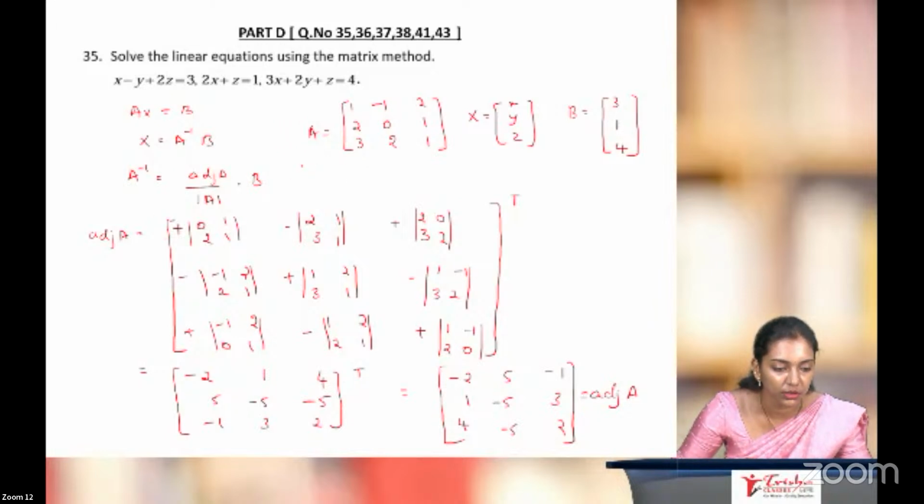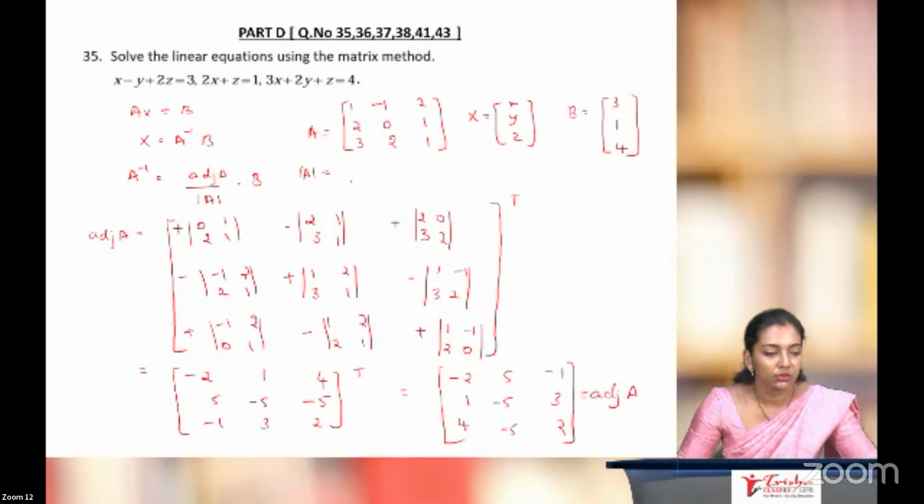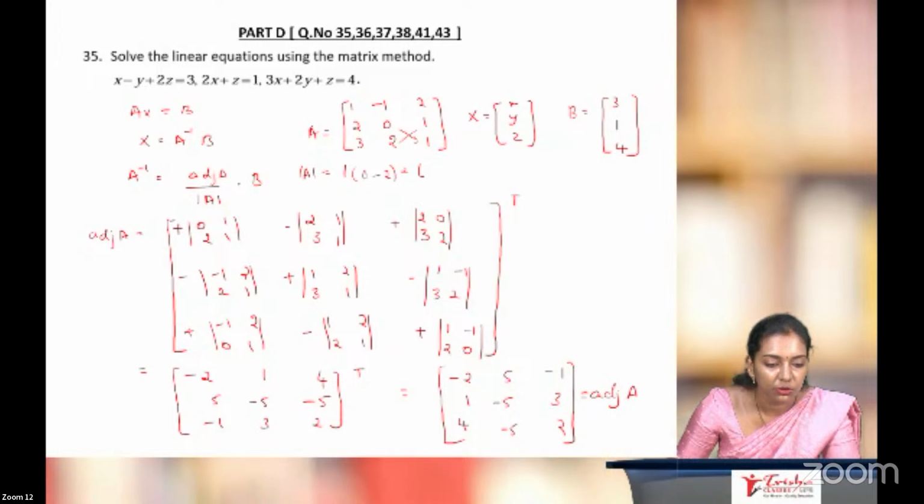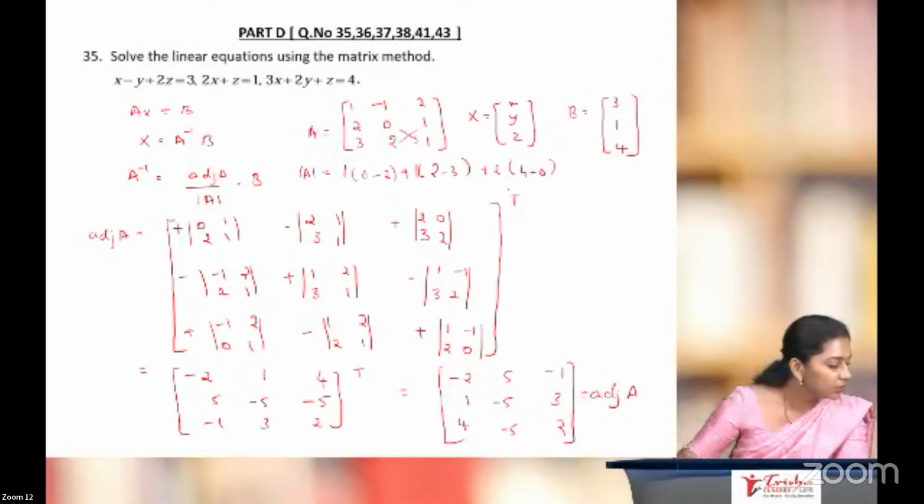I hope you know how to find the determinant of A. So expand along the first row. I will take the first row: 1 into (0 into 0 minus 1 into 1 minus 2 into 1), so that is 0 minus 2, minus of minus 1. So plus 1 into (2 into 1 minus 2 into 3), next plus 2 into (2 into 4 minus 0).